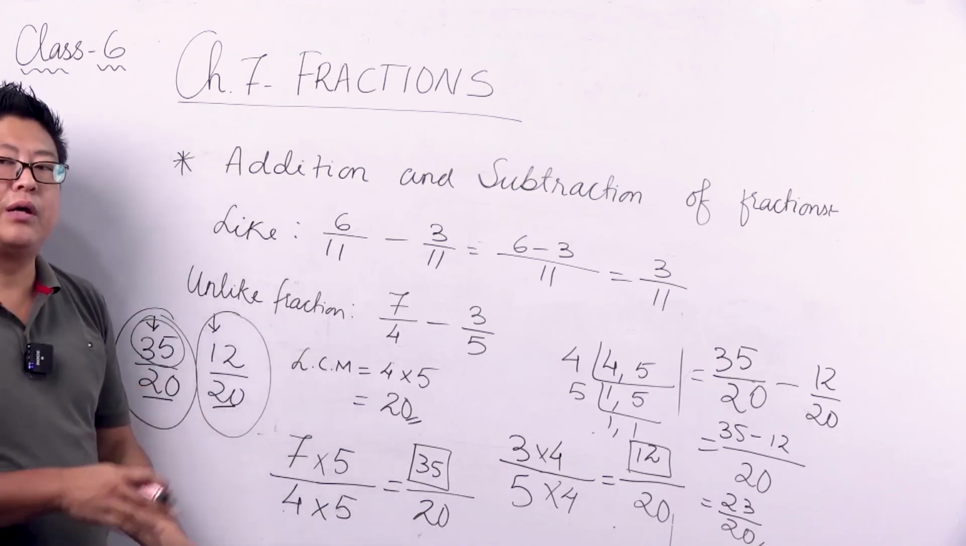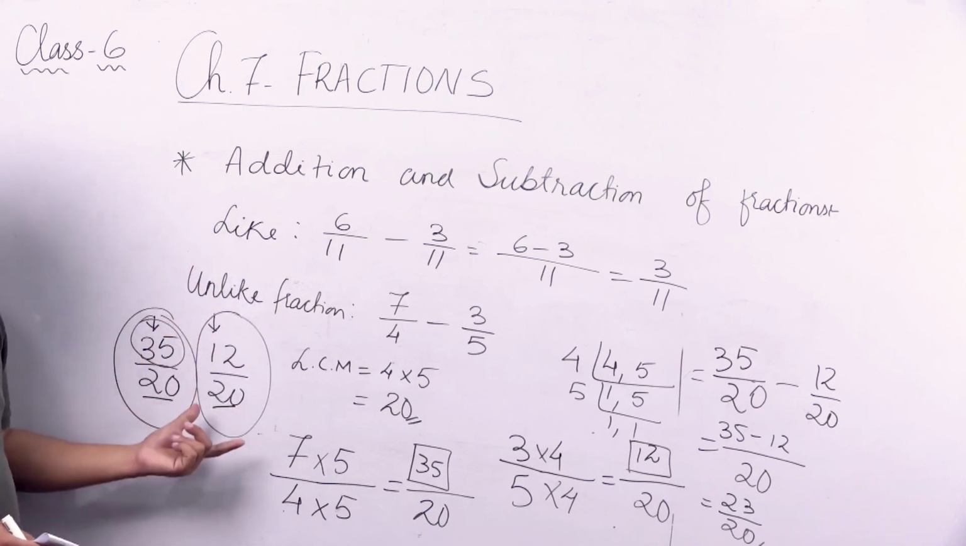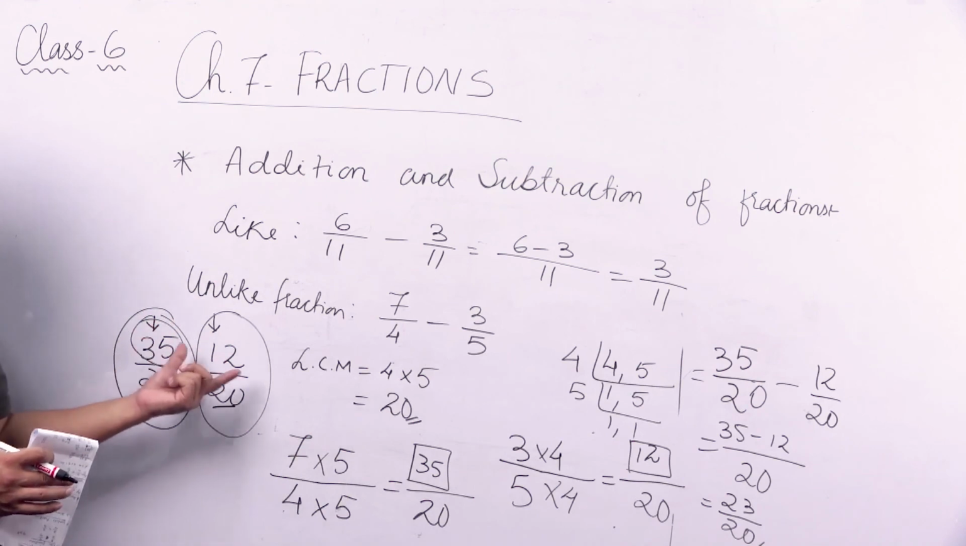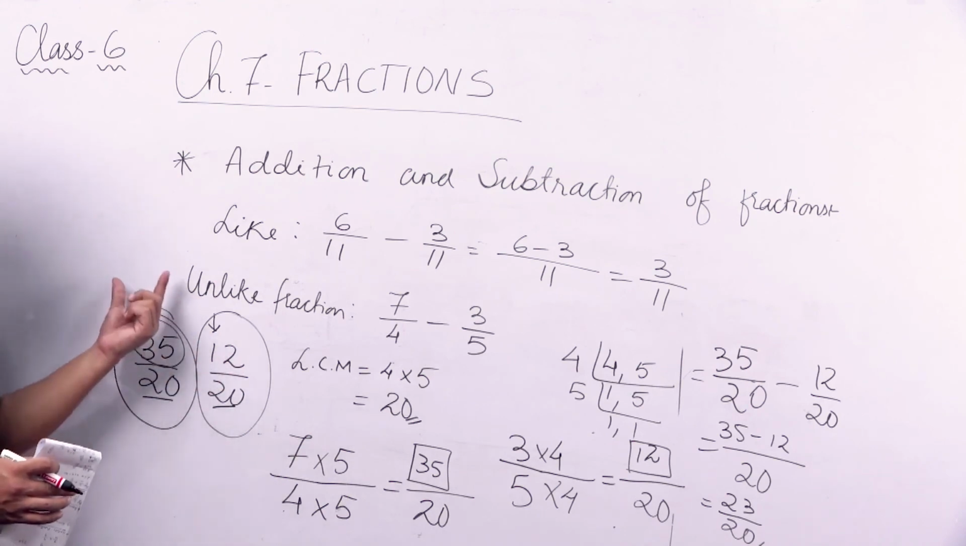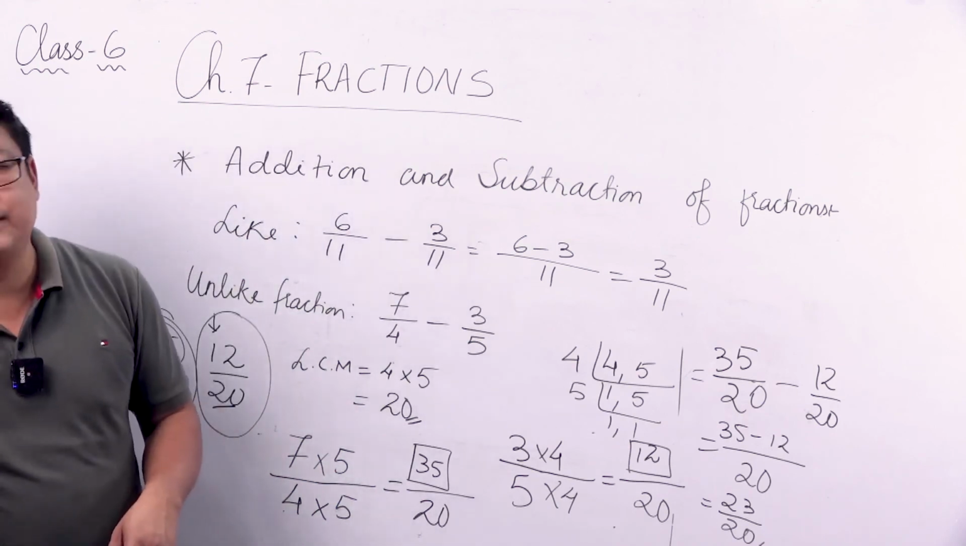This is how you will compare unlike fractions, which we had left earlier. Make the denominator same and then compare the numerators. Then you will be able to find out which fraction is bigger. Okay? So with this, we come to the end of the concept part.